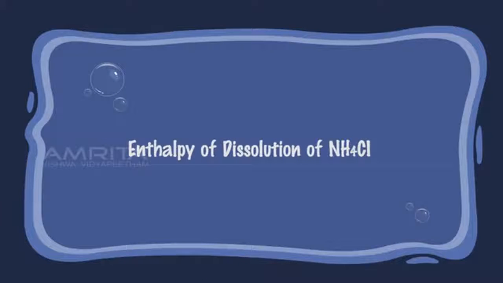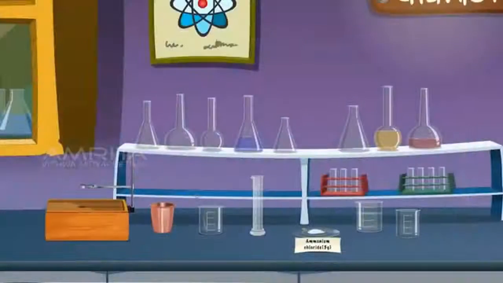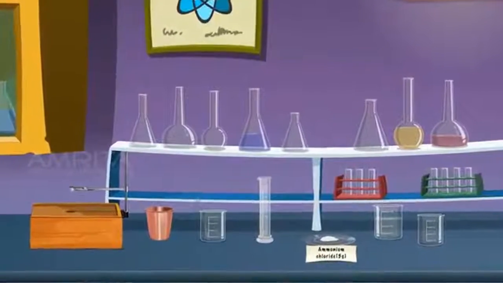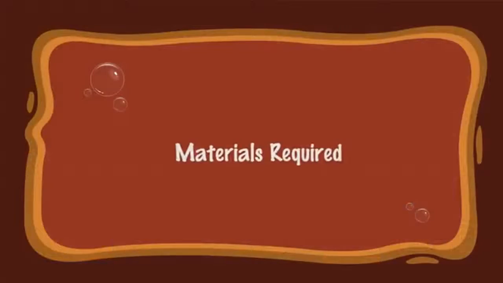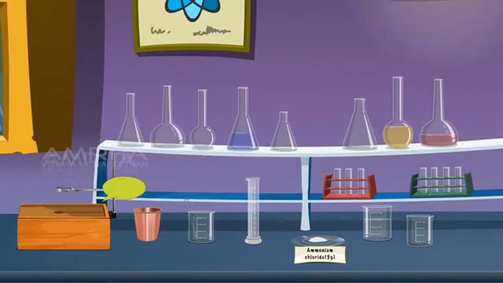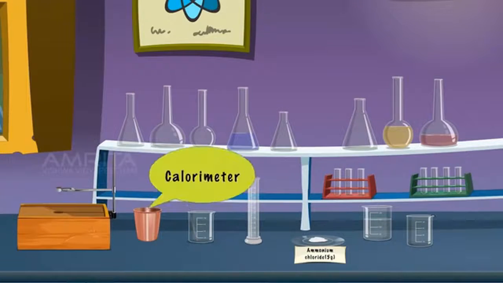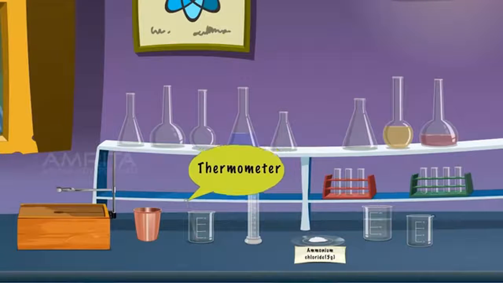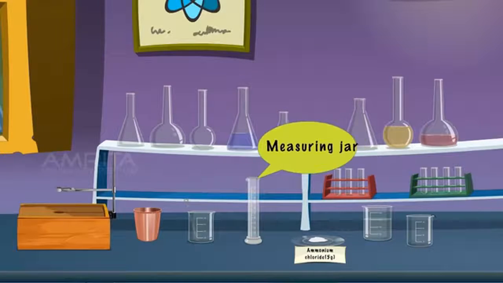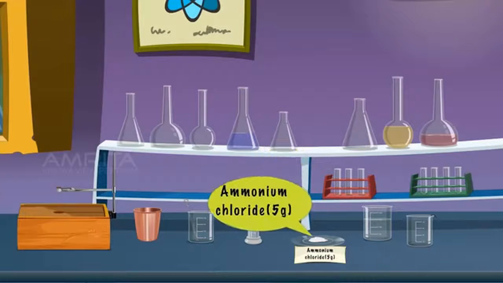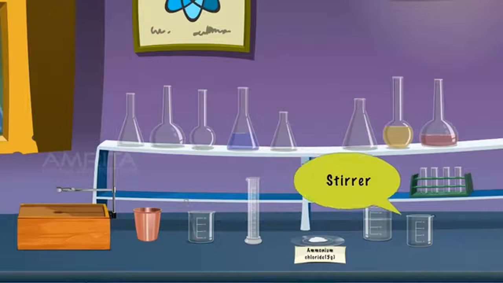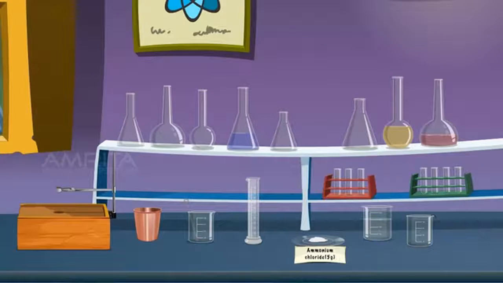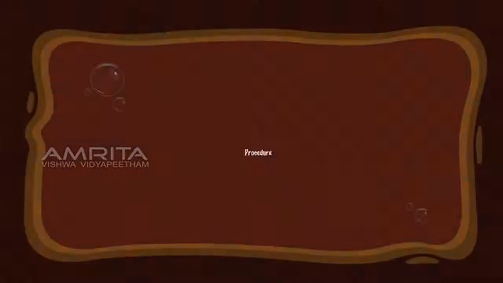Enthalpy of dissolution of ammonium chloride. Materials required. We require a wooden box with lid, calorimeter, thermometer, measuring jar, 5 grams ammonium chloride, distilled water and a stirrer. Procedure.